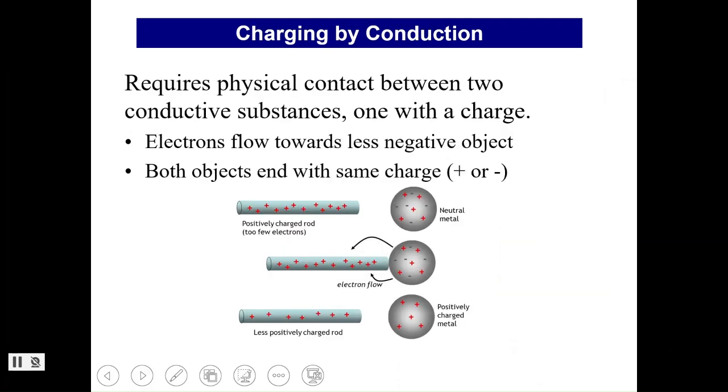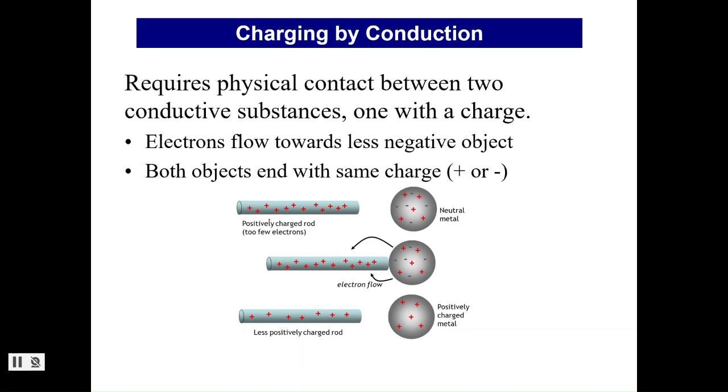Now, charging by conduction requires physical contact between conductors, so this does not work with insulators. Kind of like with friction, the electrons are going to flow, but in this case, they flow towards the less negative object. When we get into electric fields and electric potential, there's a little more detail to it, so this is a very elementary description of charging by conduction.